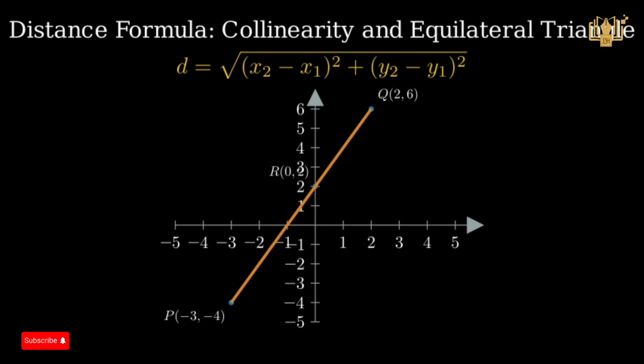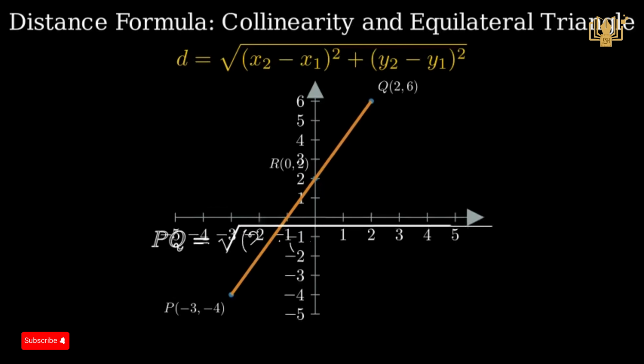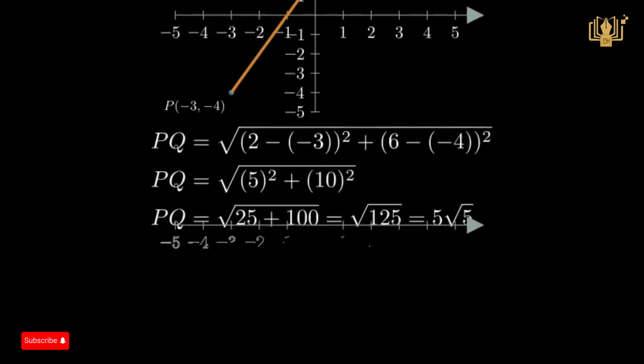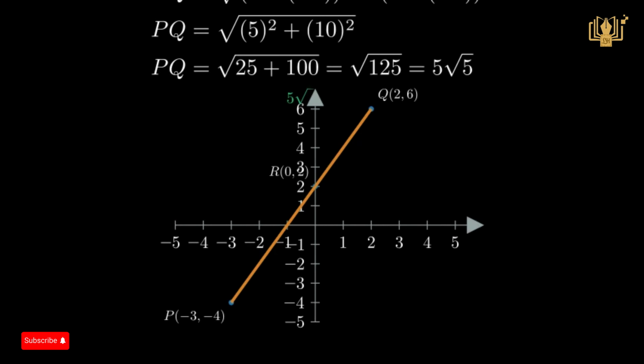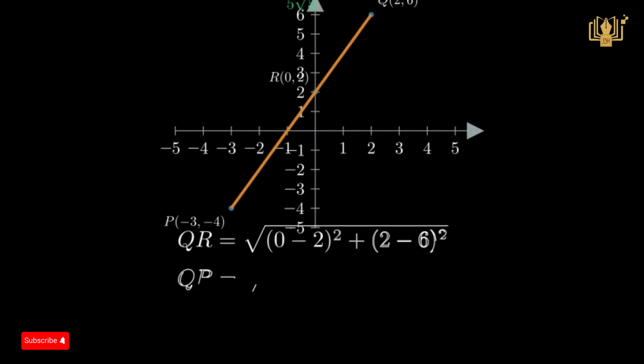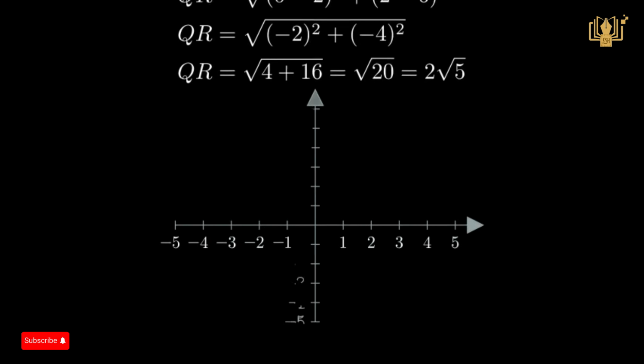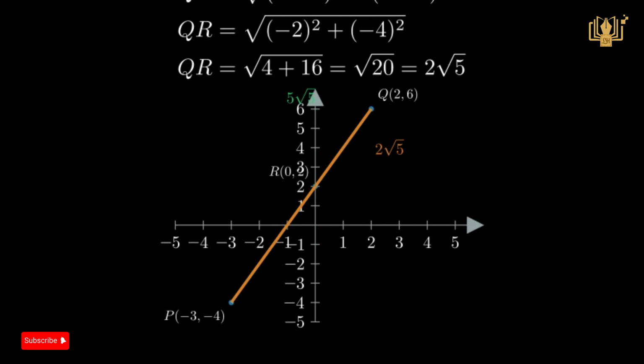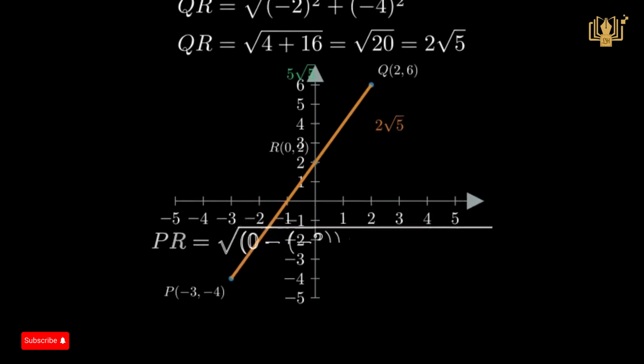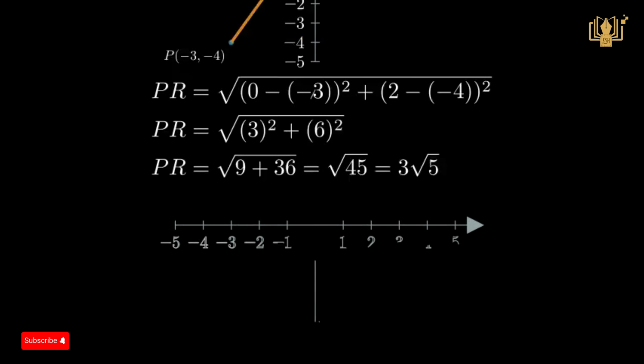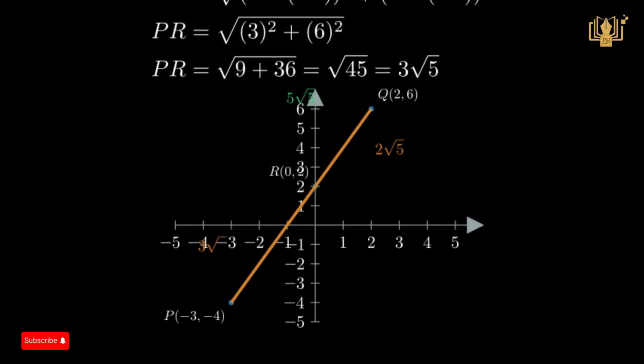Now compute each distance using the distance formula. First PQ, the square root of 5 squared plus 10 squared, which is 5 square root 5. Next QR, the square root of -2 squared plus -4 squared, which is 2 square root 5. Next PR, the square root of 3 squared plus 6 squared, which is 3 square root 5.